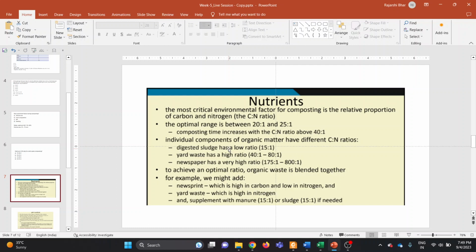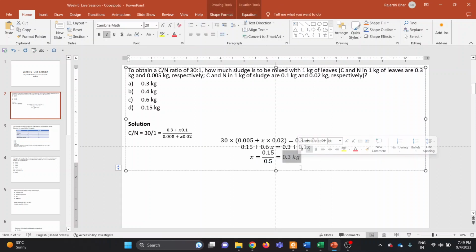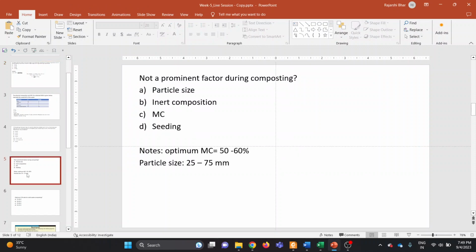Instead of digested sludge, you have any other biomass which has, let's say, a C by N content of 15:1, and you want to add some extra carbon from outside. In those cases, you can add some required proportion of yard waste. And how much yard waste should be added? It is calculated based on the first question that you have done. In this question, you saw that 1 kg of leaves was mixed with some amount of sludge, and the amount of sludge required is very, very less compared to leaves: 1 kg of leaves compared to 0.3 kg of sludge. That is why.